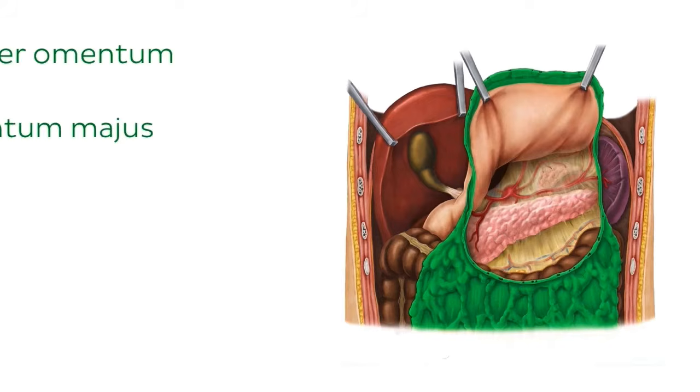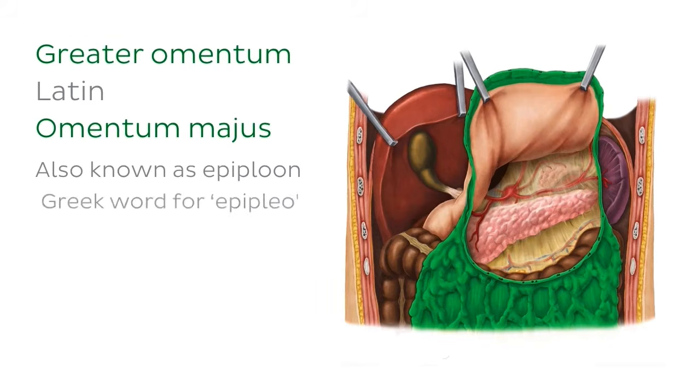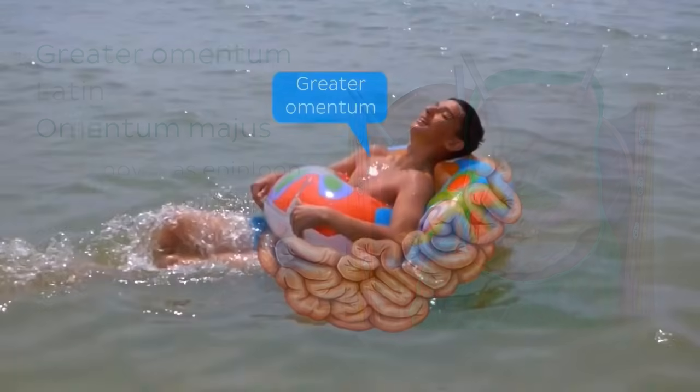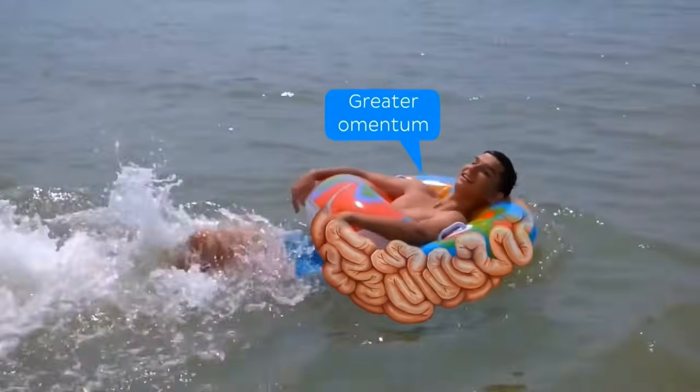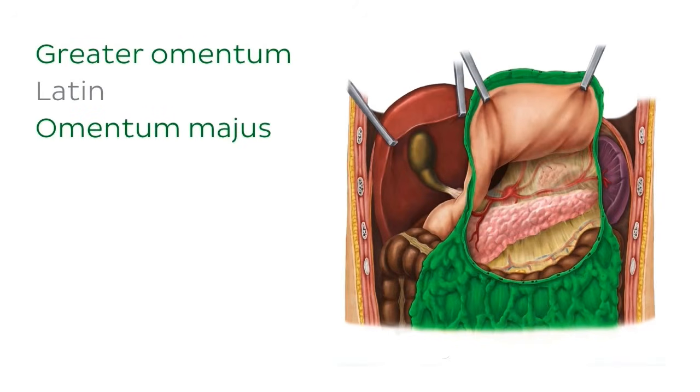The greater omentum is also known as the epiploon, which is derived from the Greek word epipleo, meaning floating on the surface of something, which in this case is the surface of the intestines. The greater omentum is usually thin and has a perforated appearance.